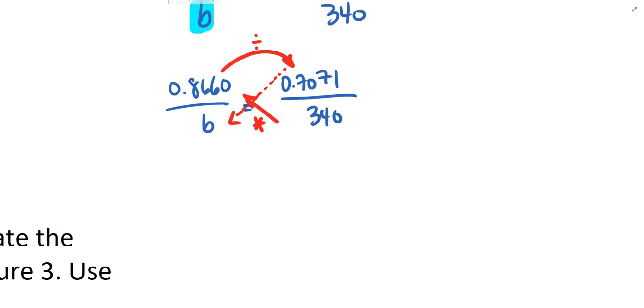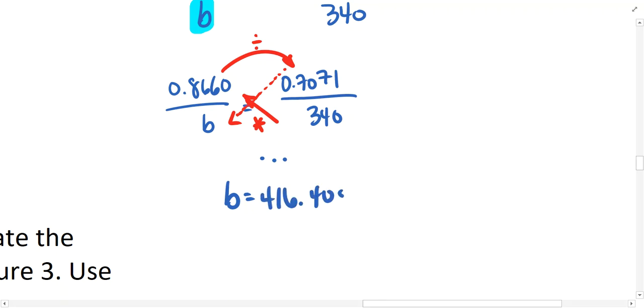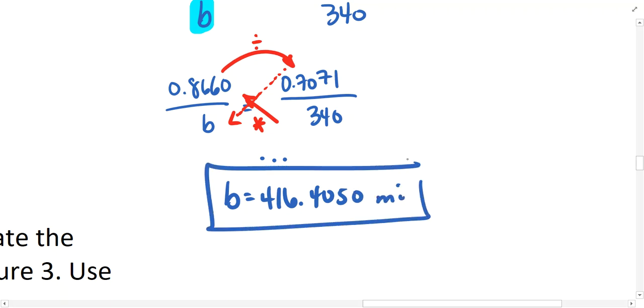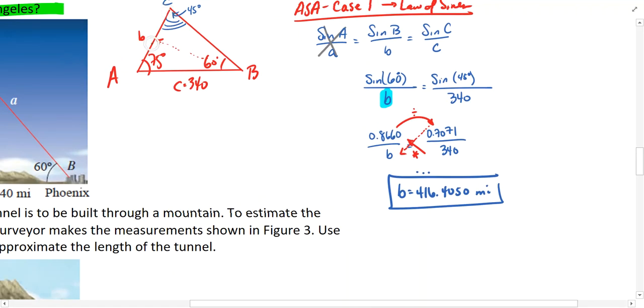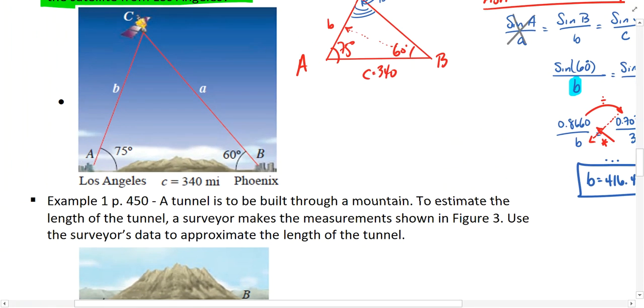the proportion. So off screen I've calculated 340 times 0.8660 divided by 0.7071, and the end result that I obtained for side length B is 416.4050, and the units in this particular case is going to be miles. So evidently the satellite is 416 miles from Los Angeles.